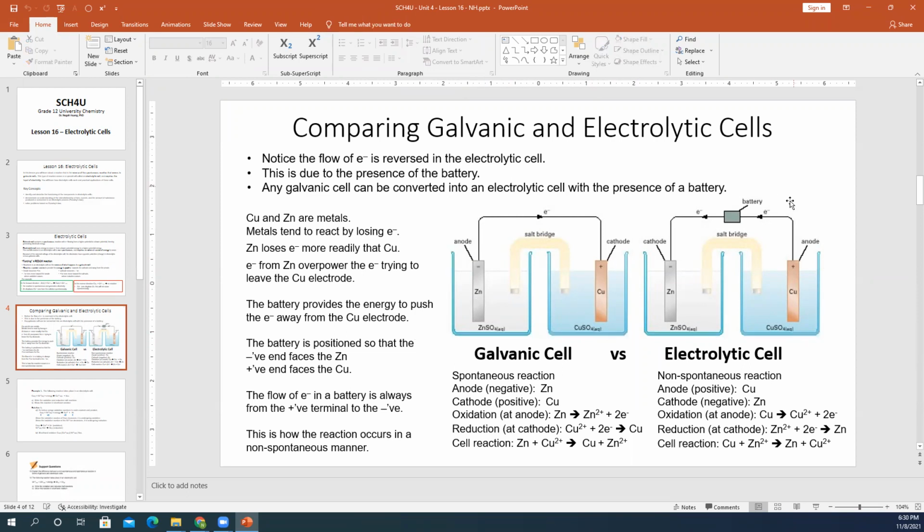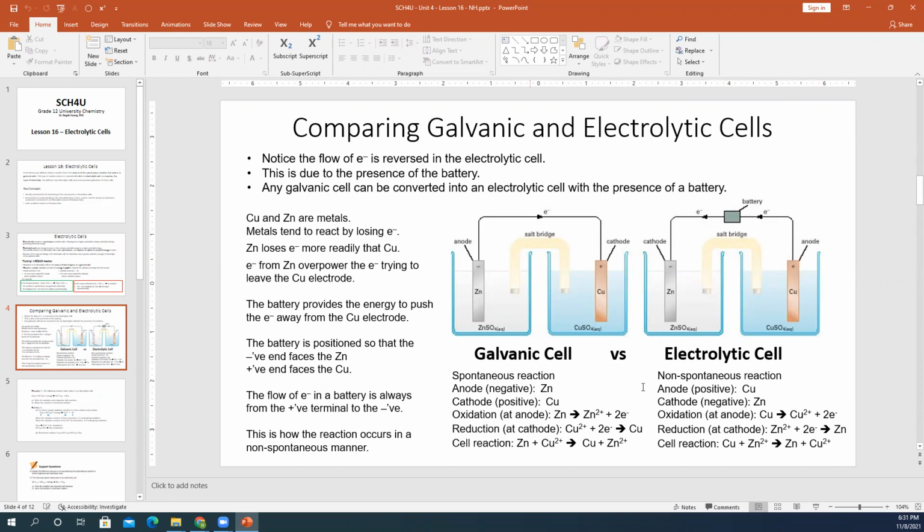Now the battery here in the electrolytic cell provides the energy to push the electrons away from the copper electrode towards the zinc electrode. And the battery has to be positioned in such a way that the negative end faces the zinc electrode and the positive end faces the copper electrode. And then the flow of the electrons in this battery is always from the positive terminal towards the negative terminal. And this is how the reaction occurs in this non-spontaneous manner.